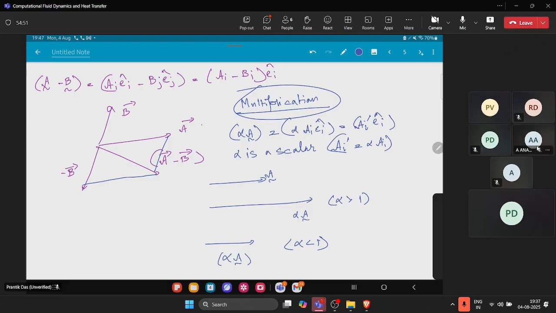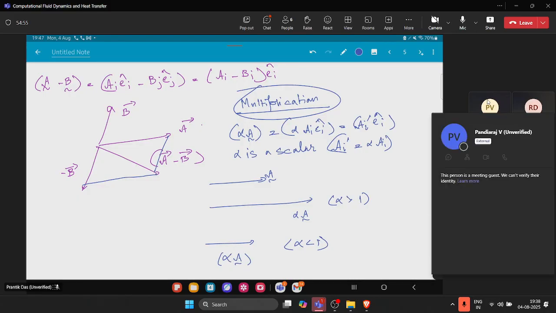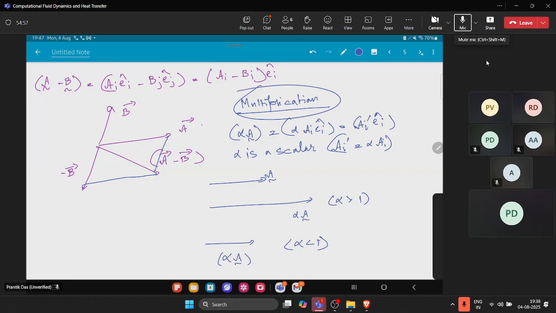Hello, Rushikesh, Anand, Anirudh, Pandiyaraj. It is clear, right?